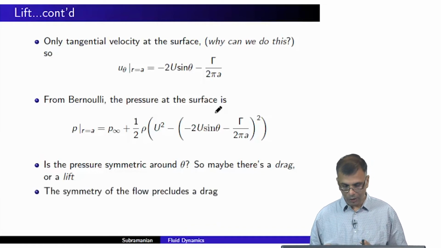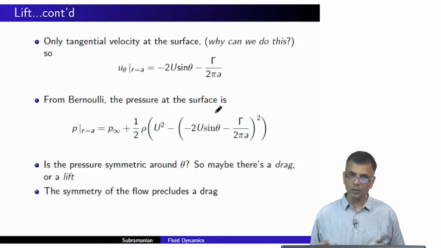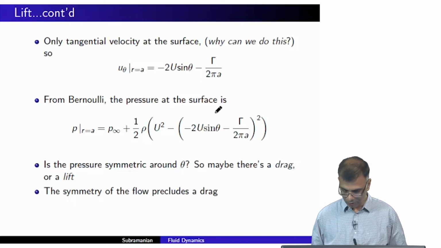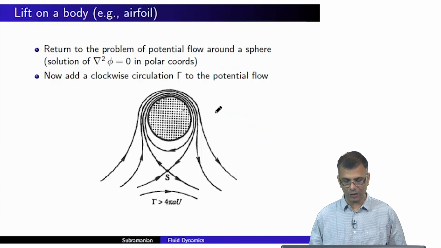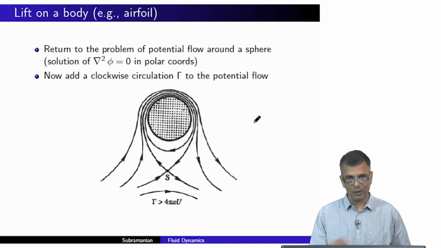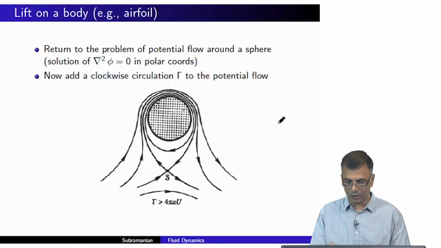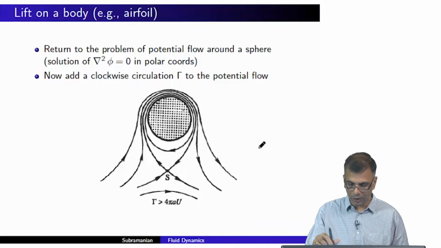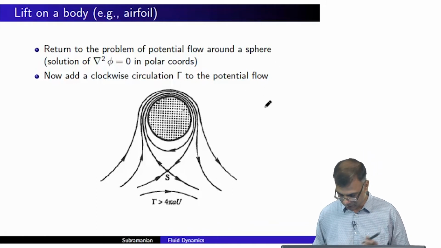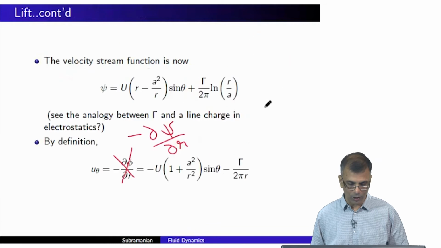Now the symmetry of the flow precludes a drag, because you see it's symmetric like so. There is no way, because the flow is symmetric in this direction, that there can be a force either in this direction or in this direction. So there has to be a lift, either an upward lift or a downward lift. So that's what it is.